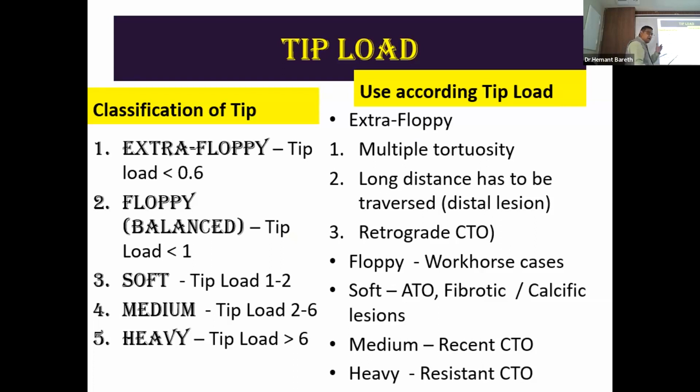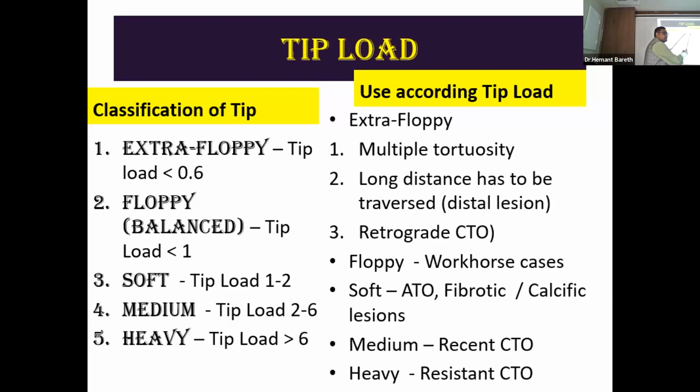Then it is useful in acute total occlusions, because if you are pushing through a normal vessel, you are only pushing through blood. So tip load required is very less. But if you are pushing through a thrombotic lesion, then you may require a little bit more pushability, a little more ability of the tip to penetrate. And therefore, you might use a wire of 1 to 2, which is a soft tip wire. Then it would be medium. Again, in recent CTOs, you might want to use a medium tip load wire between 2 to 6. And in a chronic CTO wire, you might require a tip load of more than 6.